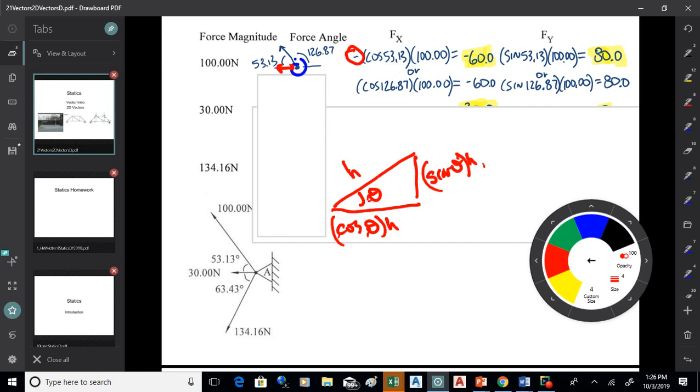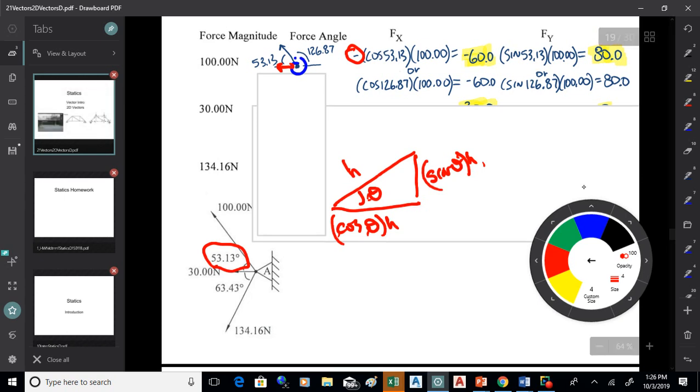So I'm going to go cosine 53.13 times the 100 Newton magnitude. I got a negative out in front because I can tell that force component will go to the left, that x component. And then I've got sine 53.13 times 100, and that's a positive because that force component goes up. All right. So I get negative 60 and 80.